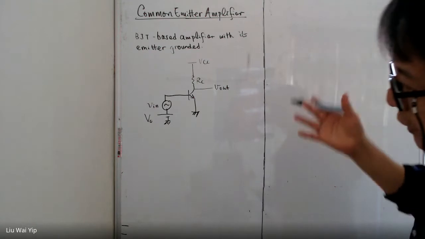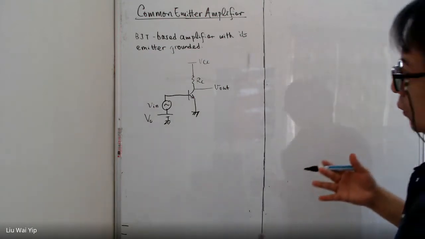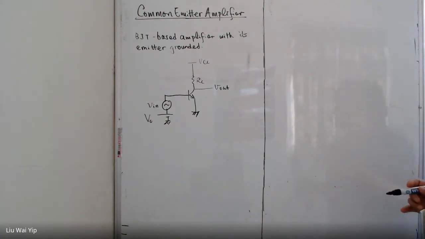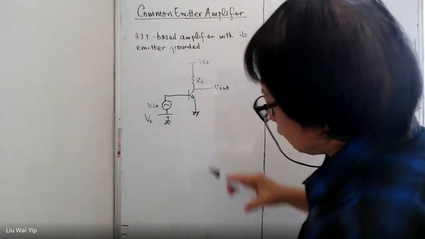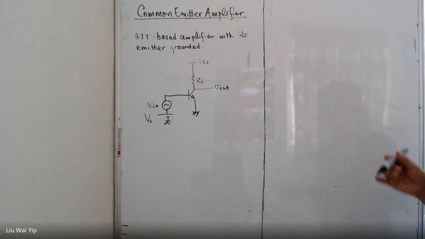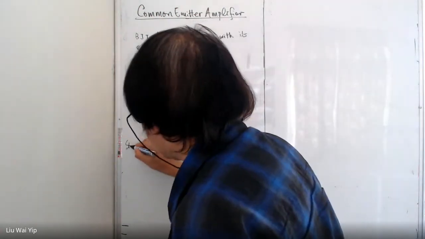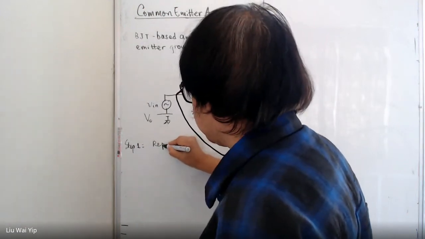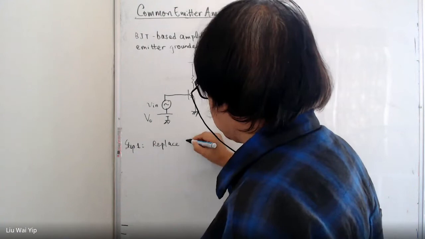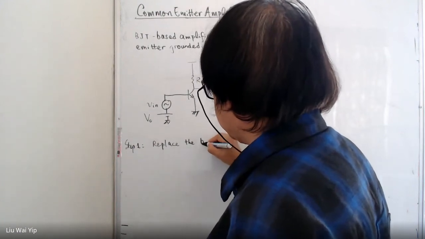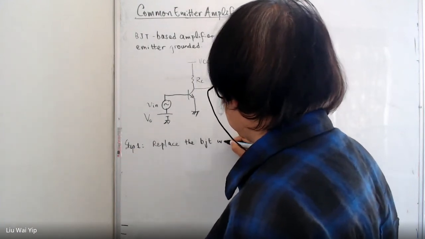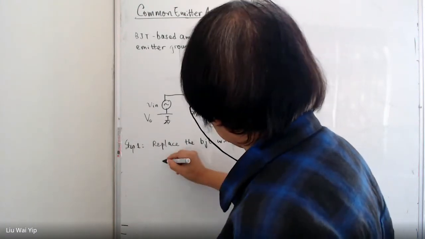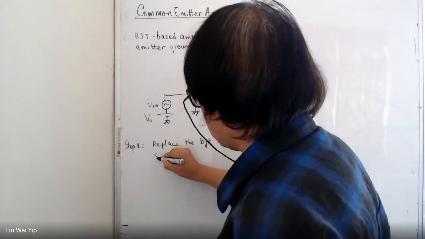There are some procedures to follow in order to resolve these circuits. The number one thing that you need is to replace the transistor with the small signal model. So step one, replace the BJT with this small signal equivalent.